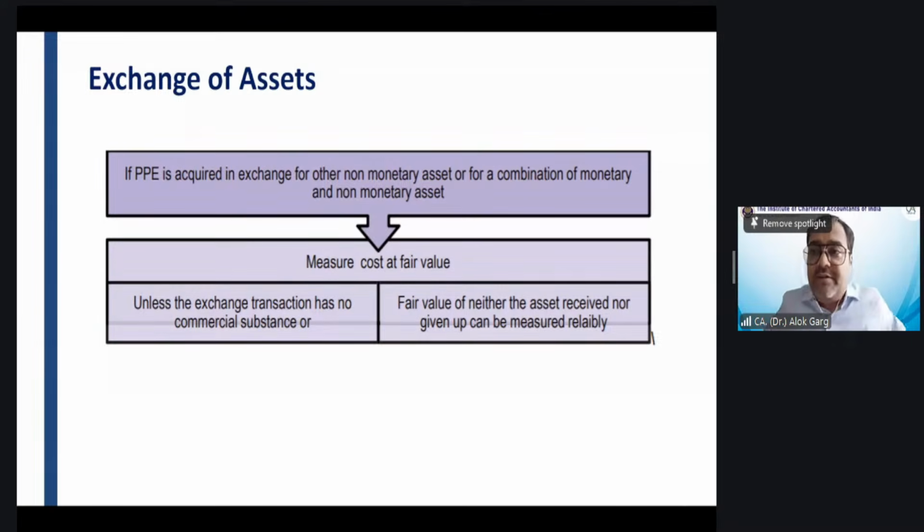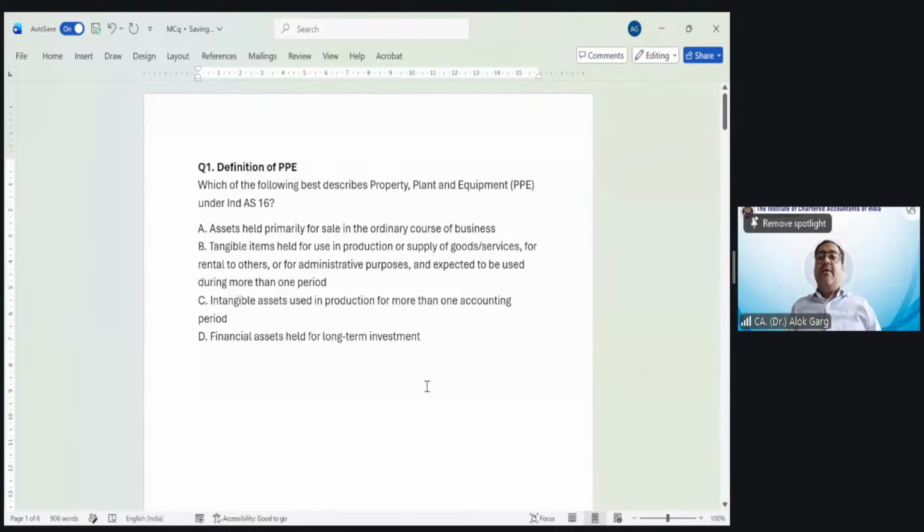Friends, what I have covered since the beginning: the definition of property, plant and equipment, a tangible item held for use in production or supply of goods and services, held for rental purposes, held for administrative purposes and expected to be used for more than one year. We discussed the definition very well. Then we discussed the recognition condition: future economic benefits should be probable and cost can be measured reliably, right?